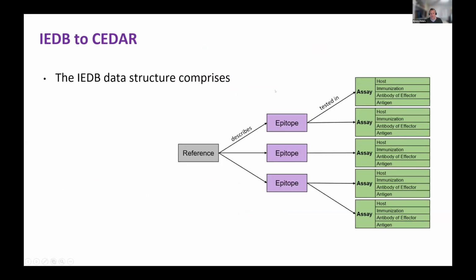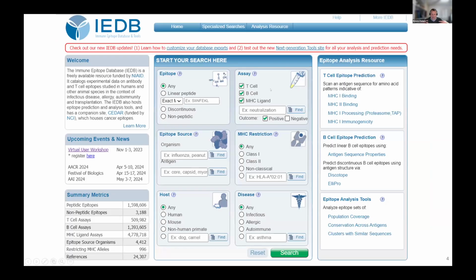References, like papers that describe epitopes, often multiple ones, are then tested in multiple different assays that come with other factors. That enables us to query for data. What I'm showing you here is the IEDB, which identifies the types of references, epitopes, and assays that match. In the middle of the IEDB homepage, you see the primary query interface, with the most frequently accessed filters on the data.